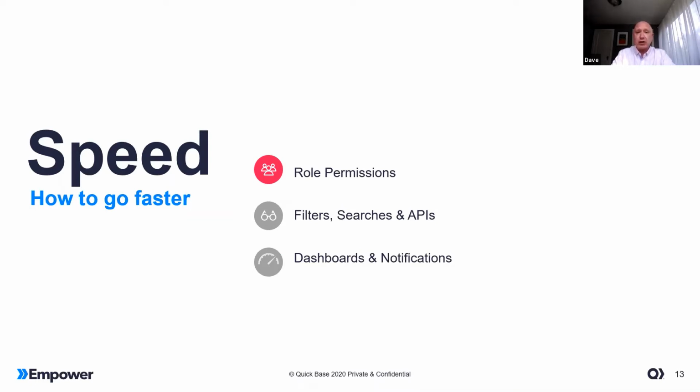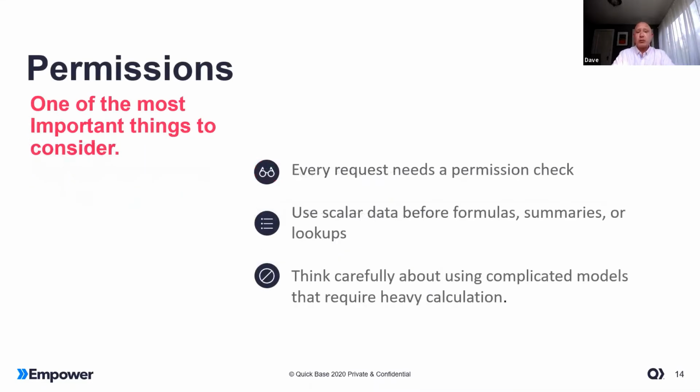The first thing I'll talk about is roles and permissions. Roles and permissions are really important. They're one of the most important things you should consider when you're considering speed in your QuickBase applications. Every single request that any user makes in your applications requires a permissions check against their roles. So every single thing that everybody does has to be checked against the permissions. And you can build custom permissions in such a way that QuickBase has to do a lot of work just to figure out if this user can make that click that they're about to make.